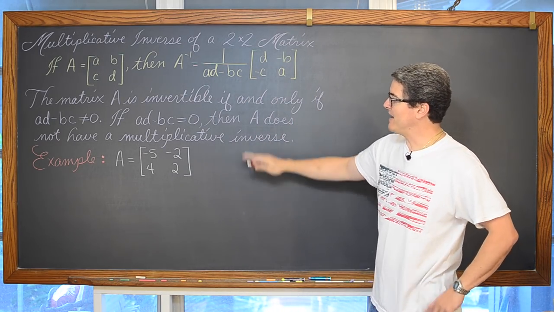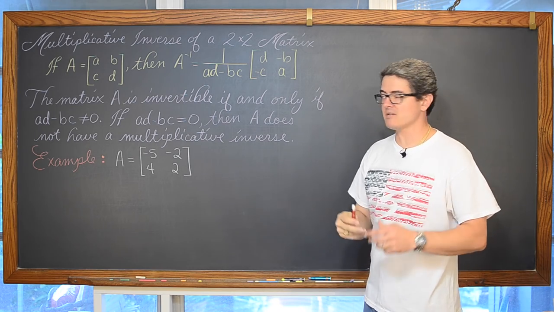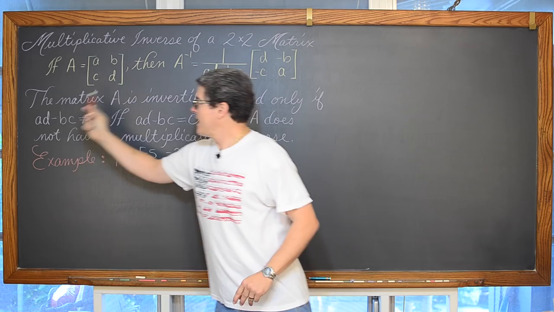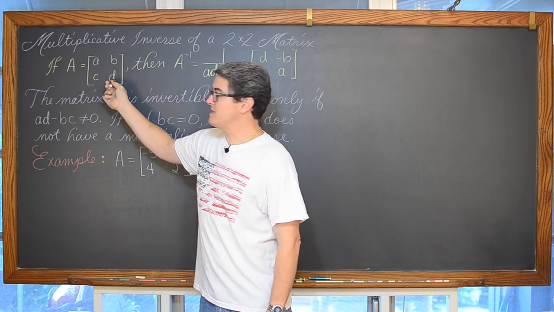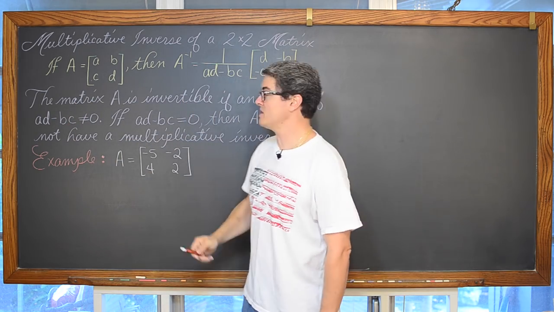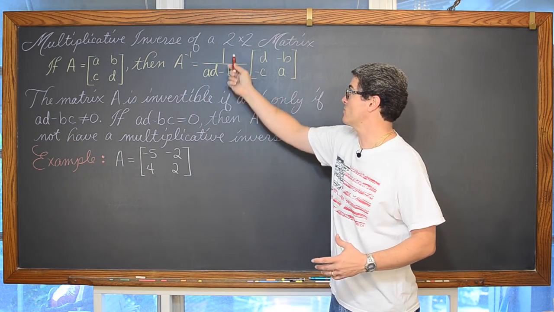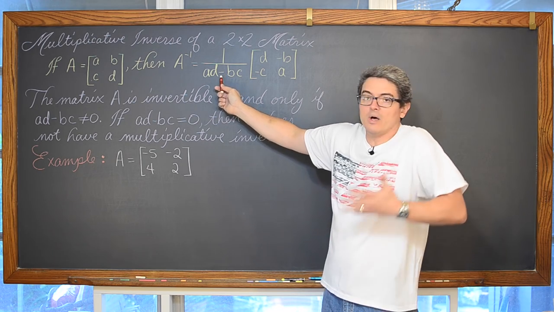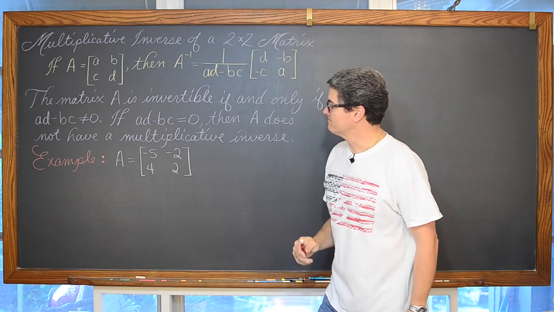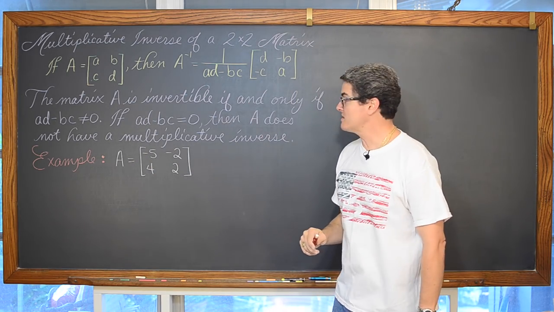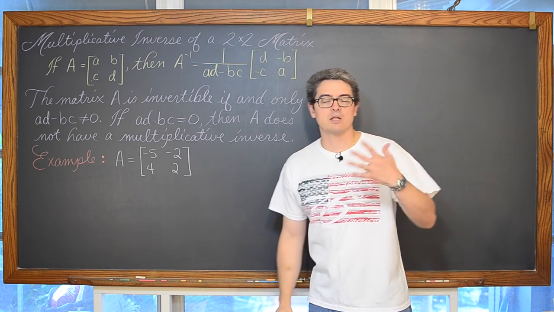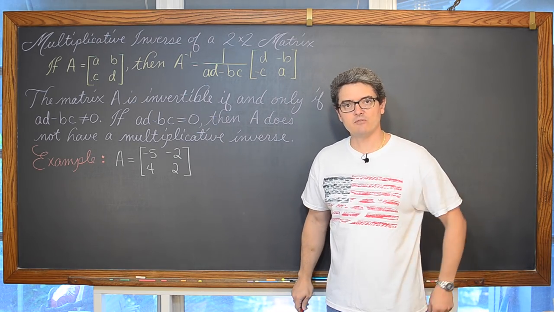And if matrix A has an inverse, it is invertible if and only if A times D minus B times C is not equal to zero, because that is in the denominator. It's 1 over whatever that new value is from the product and subtraction. If A times D minus B times C is equal to zero, then A does not have a multiplicative inverse. So not every square matrix has an inverse.